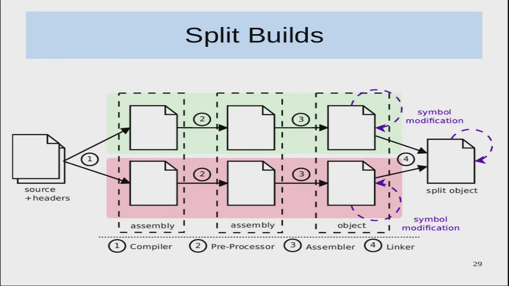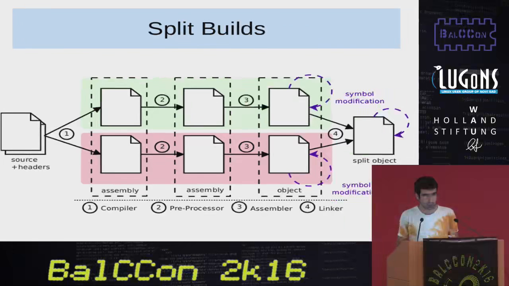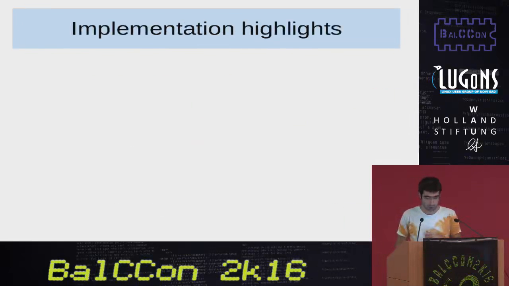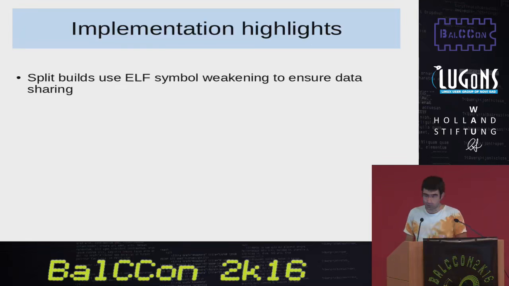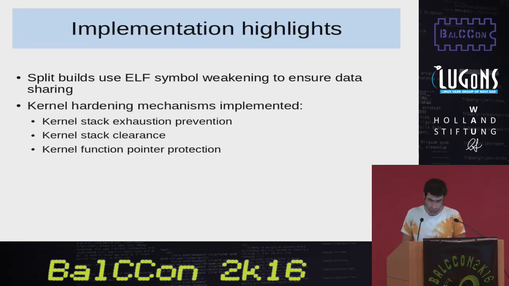Then there's an additional trick when we have the two objects and we want to merge them into one split object, because we have the hardened version of the code that was compiled and also the base version, but they all have their own data sections. So we want the linker to merge them. And what we actually do is use ELF symbol weakening to ensure that these two symbols will be merged when we link things.